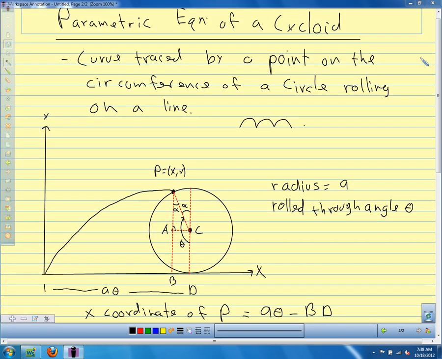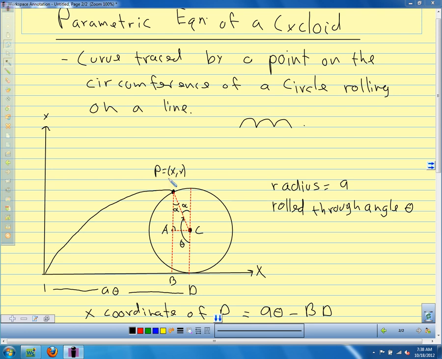A cycloid is a curve where the point is on the circumference of the circle. We can get a different type of curve if the point is inside the circle somewhere. We get a different set of equations if the point is outside the circle. So for example, the train wheel goes underneath the railroad track. So the train wheel traces out a different type of cycloid because the point is beyond the point of contact with the circle, with the line that it's rolling on.